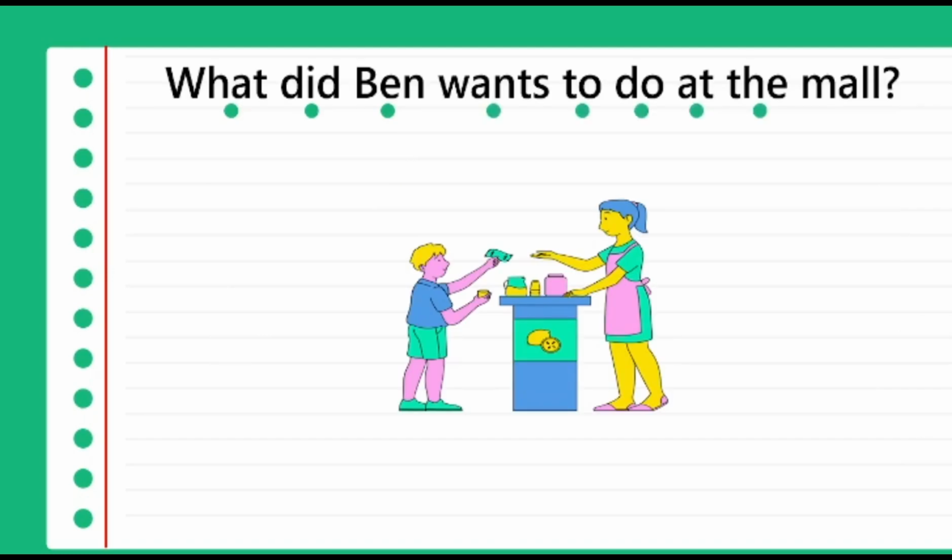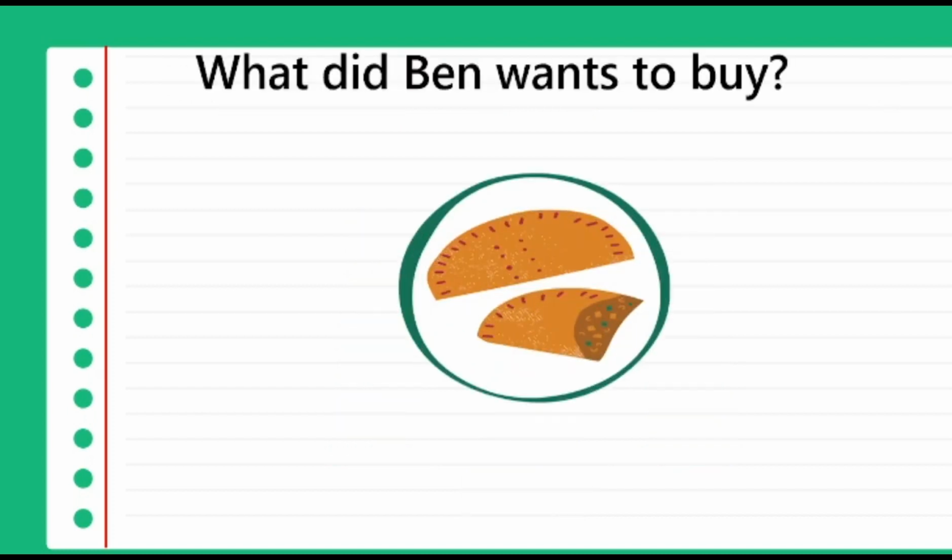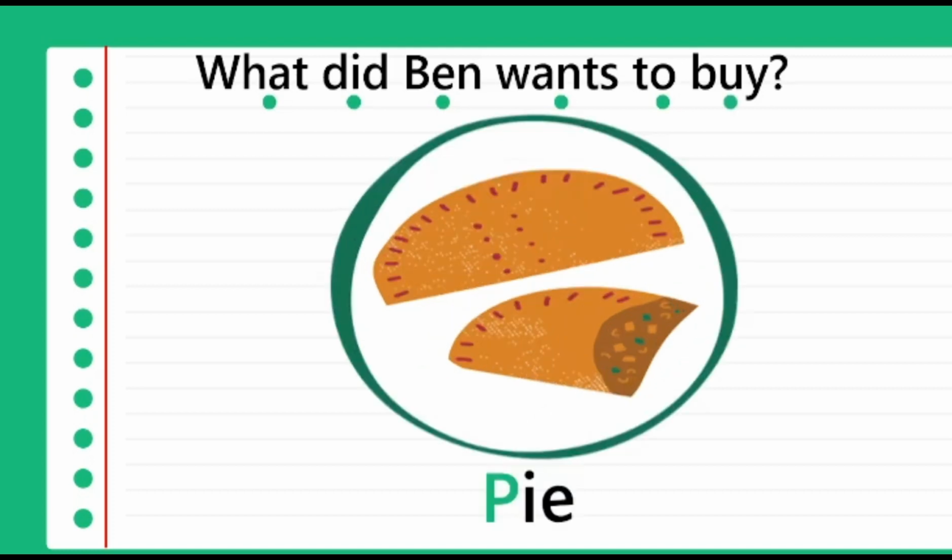And for question time, what did Ben want to do at the mall? Buy. Ben wanted to buy. Next question. What did Ben want to buy? Good. Pie.